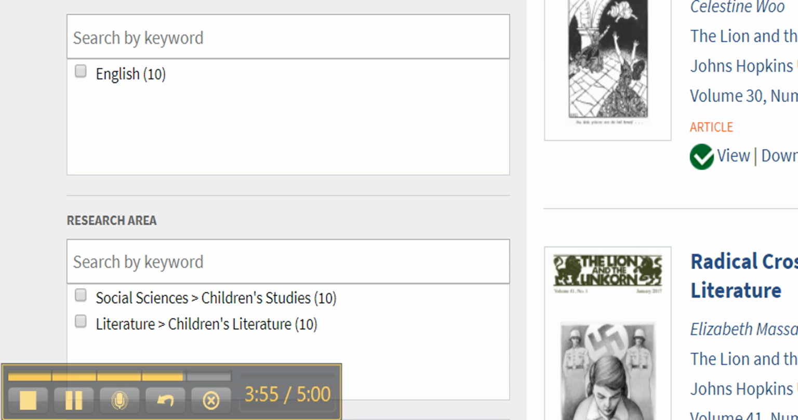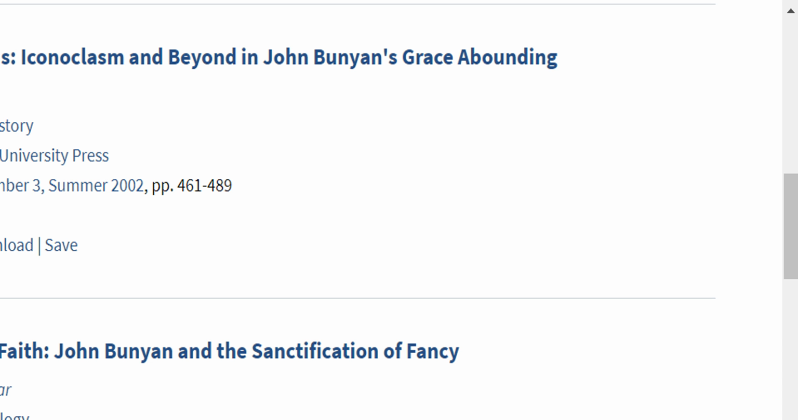Besides limiting by journal, you can limit by author and language. Most of it is in English, but I did find some French and Spanish. You can limit it by research area. So if I take this journal feature out, you can see there are quite a bit of subject areas of research to search in.